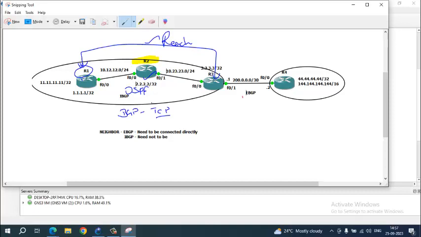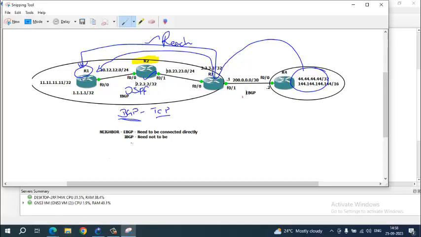The answer is we are enabling BGP in R1 and R3 not for the reachability of those networks on R1 and R3. No, that's not our aim. We are not trying to provide reachability between R1 and R3 using BGP. Our aim is to bring these eBGP networks into IBGP. That's the role of border gateway protocol.